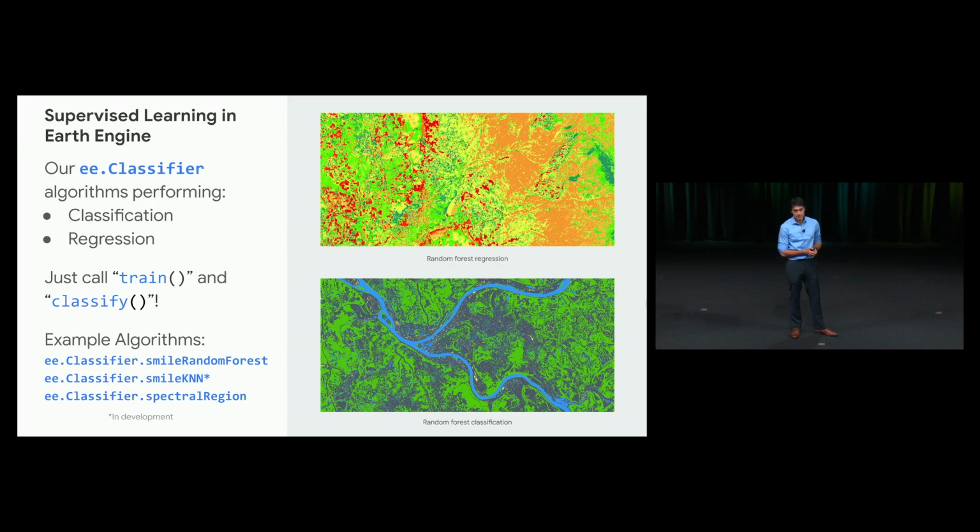In Earth Engine, it's actually extremely simple to do supervised learning. Essentially, our API is built around having train, where you have a bunch of training data, and classify. We basically make the classifier do predictions, and that's it. There's quite a few example algorithms, but just to name a few, we have random forests, KNN, and spectral region, and you see this SMILE prefix. That's just because the underlying implementation uses the open source SMILE machine learning library. So if you're wondering how we did it, that's part of it.